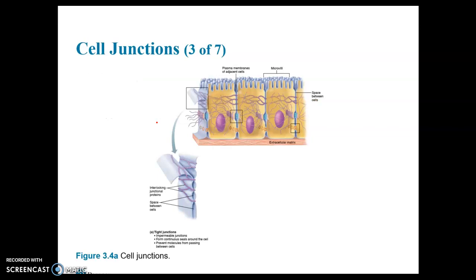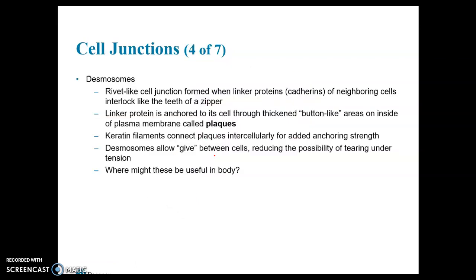And here is a picture of tight junctions. They kind of interlock and connect all along. Any cells that contact other cells, they just connect all along the areas where they touch each other. They're called tight junctions, and they form a continuous seal.